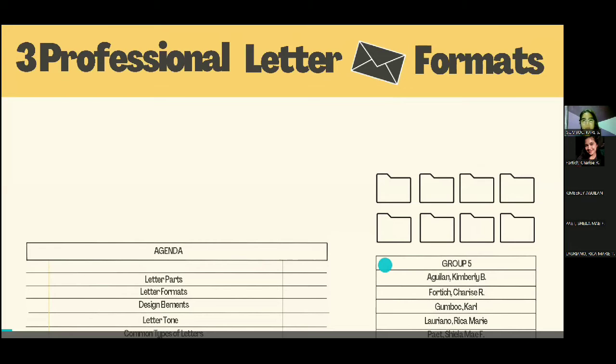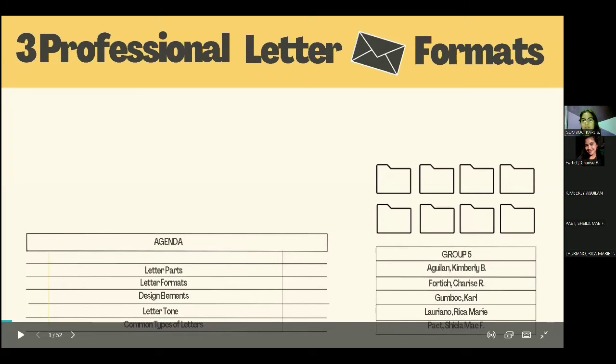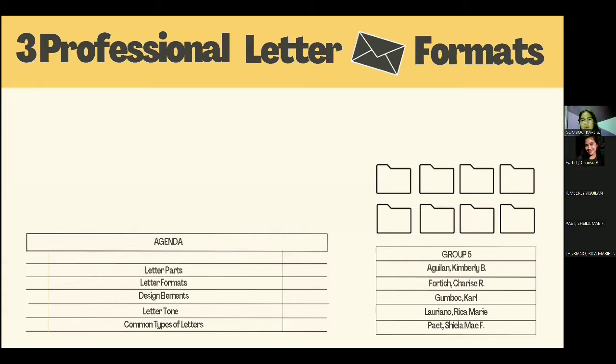We are Group 5 and we are about to give you a comprehensive explanation of our topic, which is the three professional letter formats. This includes the letter parts, the formats itself, the design elements, the letter tone, and lastly, the common types of letter. This presentation is prepared by Ms. Aguilan, Fortish, Laureano, Paet, and yours truly.